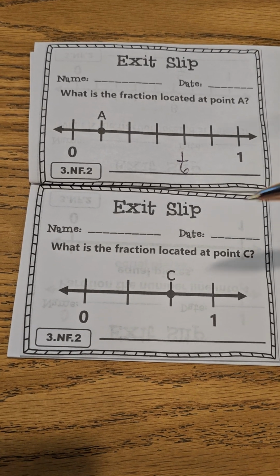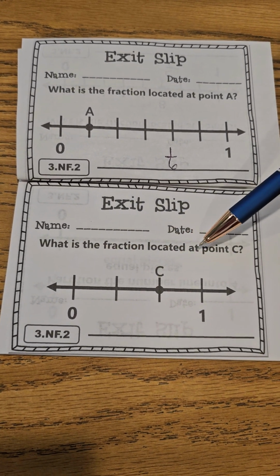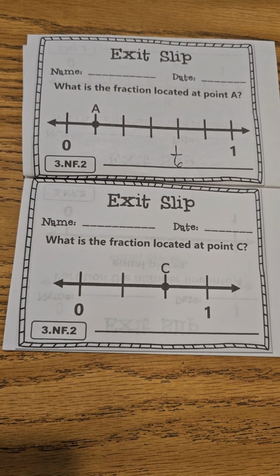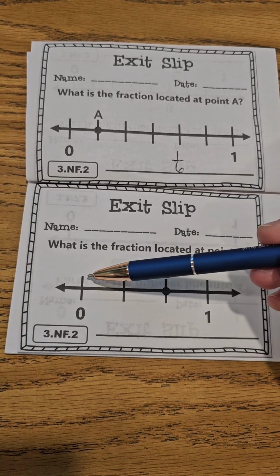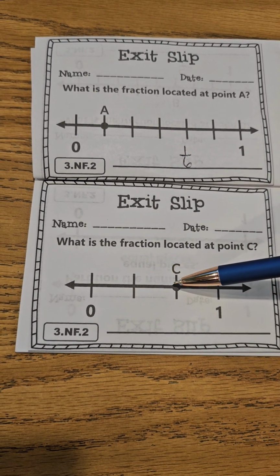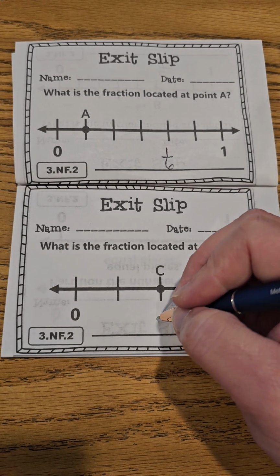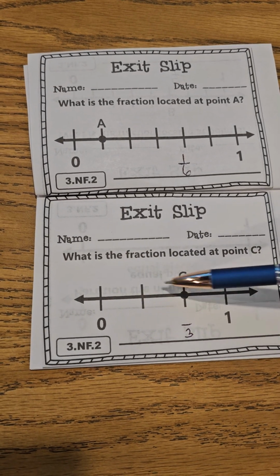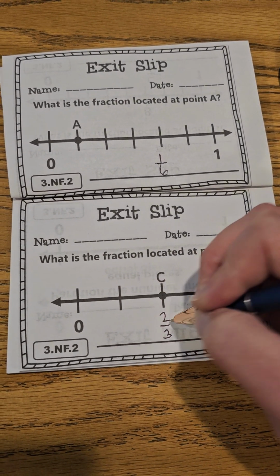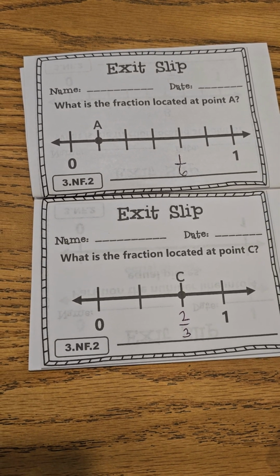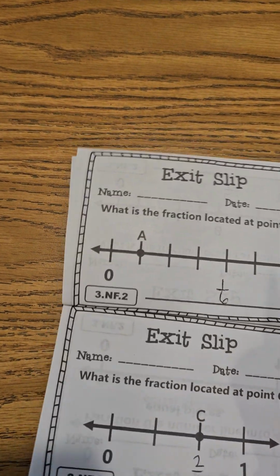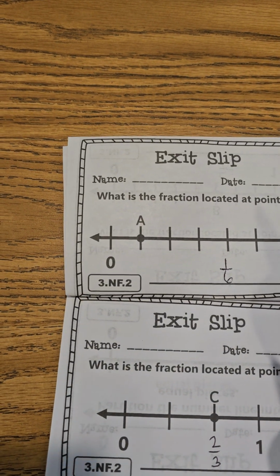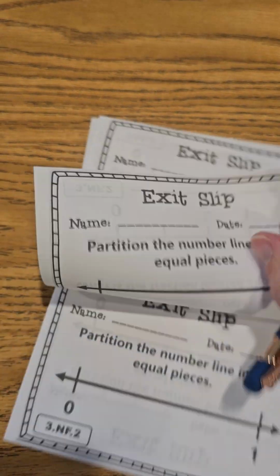Macy, what is the fraction located at point C? What do we do first? Hope you said we count the number of pieces. 1, 2, 3. There are only 3 pieces, and C is at the second piece. In the video we watch, you're going to learn how to draw these number lines, because it can be challenging.